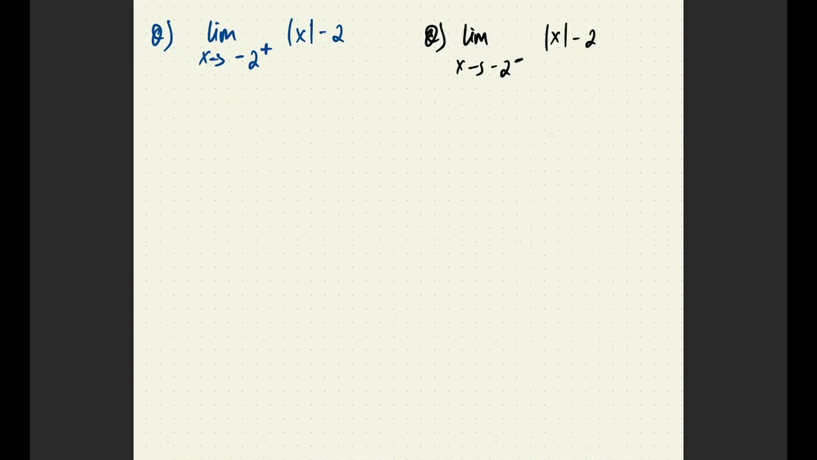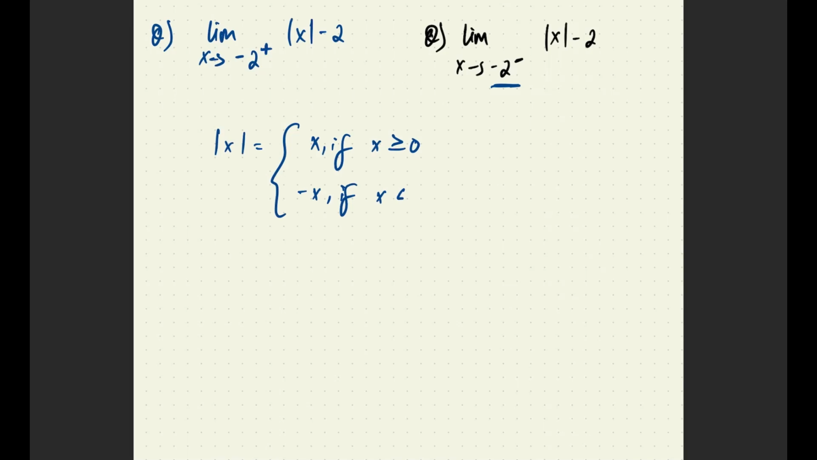Now let's look at two other examples. This is asking us to find the limit as x approaches negative 2 from the right-hand side and as x approaches negative 2 from the left-hand side of the function absolute value of x minus 2. Again, your best way forward is to always define the absolute value first. The absolute value of x is equal to x if x is greater than or equal to 0, or it is equal to minus x if x is less than 0.